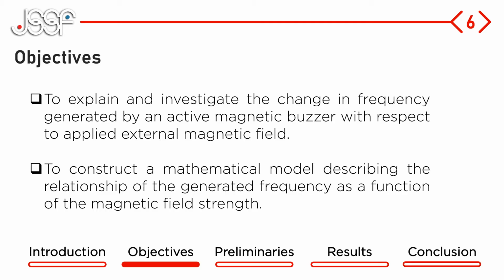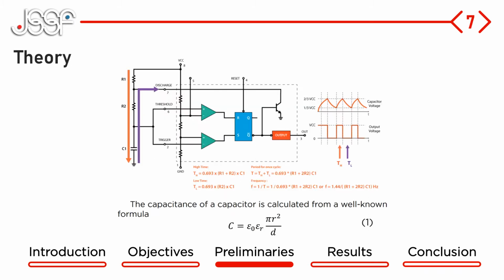With suspicion on this phenomenon, we instituted our research with the objectives: first, to explain the change in frequency generated by an active magnetic buzzer due to the applied external magnetic field, and second, to construct a mathematical model describing the relationship of the generated frequency as a function of magnetic field strength. Now, we are moving to the theoretical derivation.